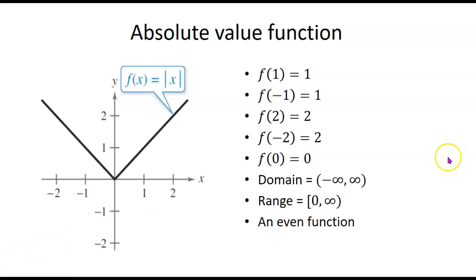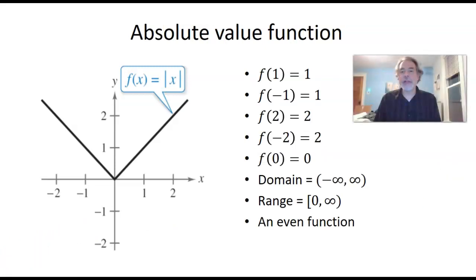Now, getting a little more interesting, we have the absolute value function, the function that gives you the absolute value of whatever number you put in. That means if the number you put in is a positive number already, it just gives you that same number. But if the number you put in is a negative number, what it gives you is the opposite of that number, which is positive. So f of 1 is 1. F of -1 is 1, that is positive 1. F of 2 is 2. F of -2 is also 2. And f of 0 would be 0.